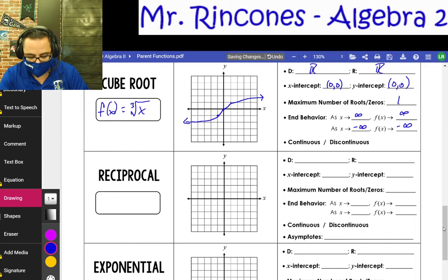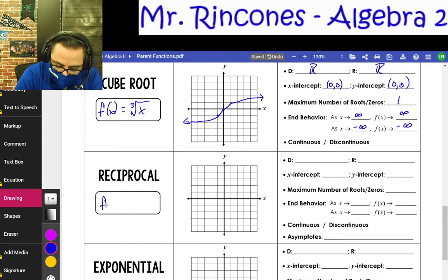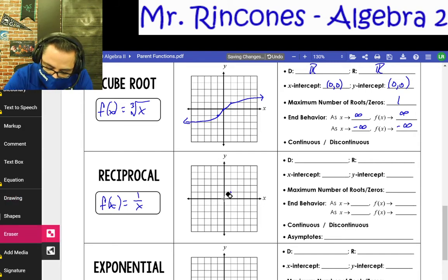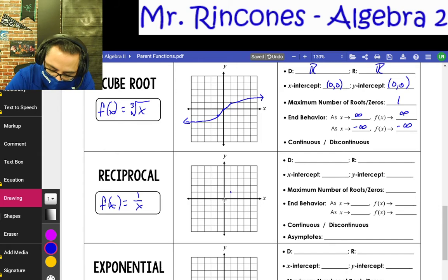Let's talk about the reciprocal. These are interesting. So the reciprocal is f of x is equal to 1 over x. And how do we graph that? Well, we know that 1 over 1 is 1. There is nothing at the origin. All right. Let's see. So then at 2, what is this going to be? 1 over 2, that's 1/2. So at 2 is going to be about right here.